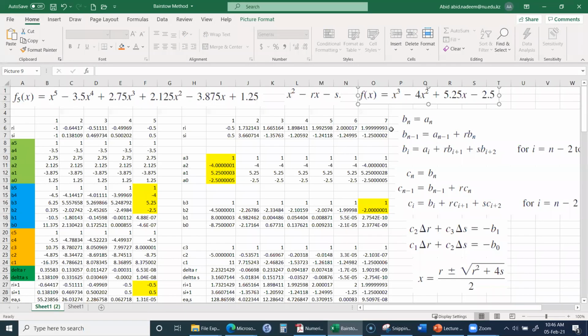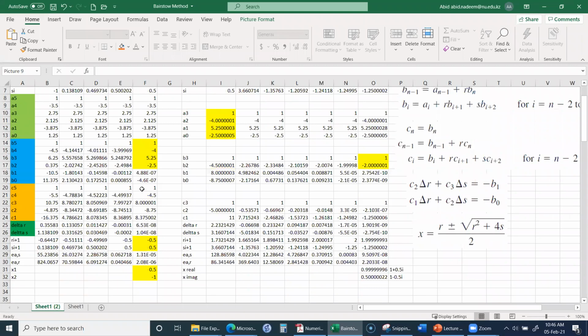X cubed, and this equation came from these coefficients: minus 2.5 right here, 5.25 here, minus 4 here, and then 1. From this third degree equation, now we will go to the first degree equation. This first degree equation will be the same as the coefficients of B3 and B2, so it will be 1 and 2. So that will be the equation x minus 2 is equal to 0.